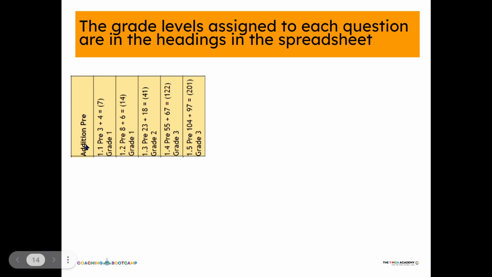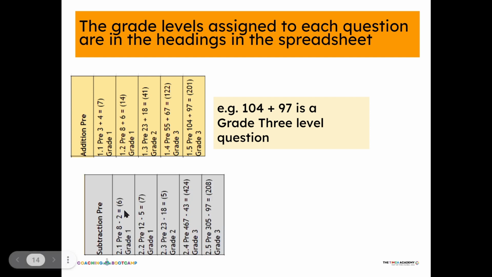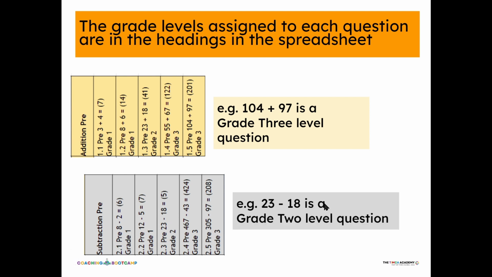So here we've got the addition questions. Question 1, 3 plus 4. Question 2, 8 plus 6, 23 plus 18, 55 plus 67, 104 plus 97. Here's the grade level for each of those. So for example, 104 plus 97 is a grade 3 level question. Here's the subtraction ones, 8 minus 2, etc., etc. So 23 minus 18 is a grade 2 level question. So this relates to the stuff that we've just looked at.